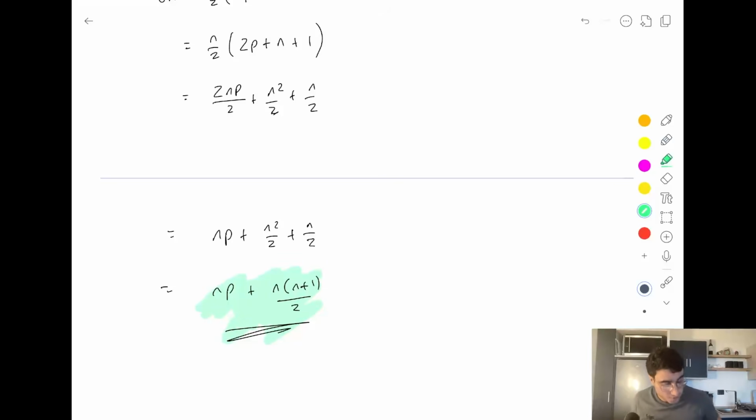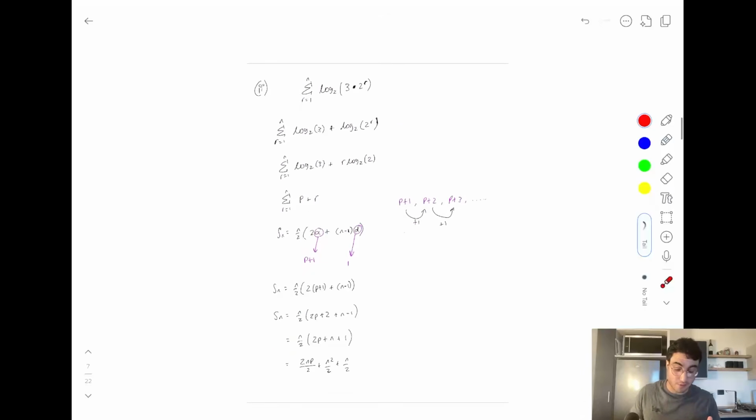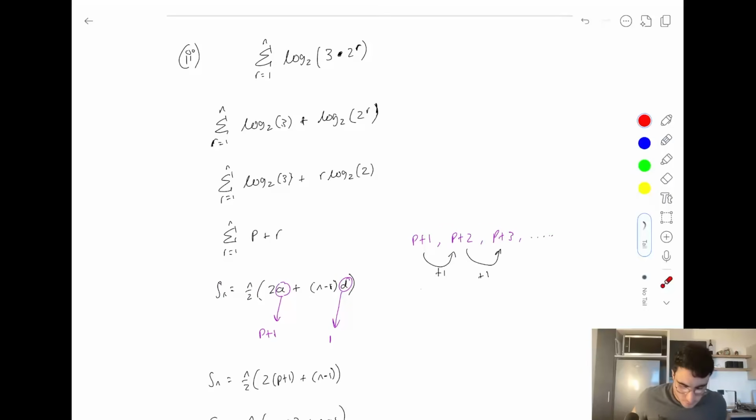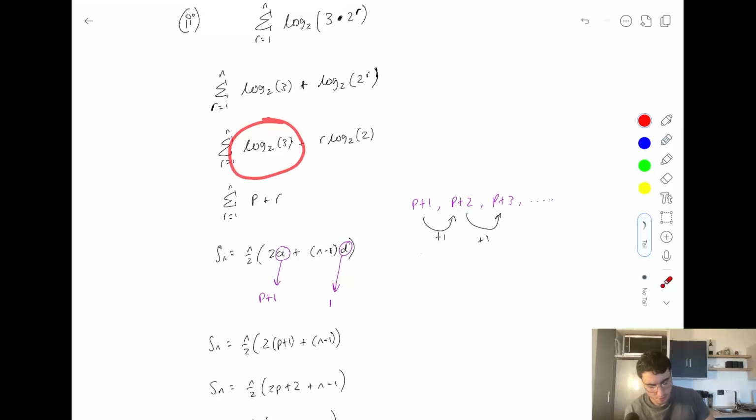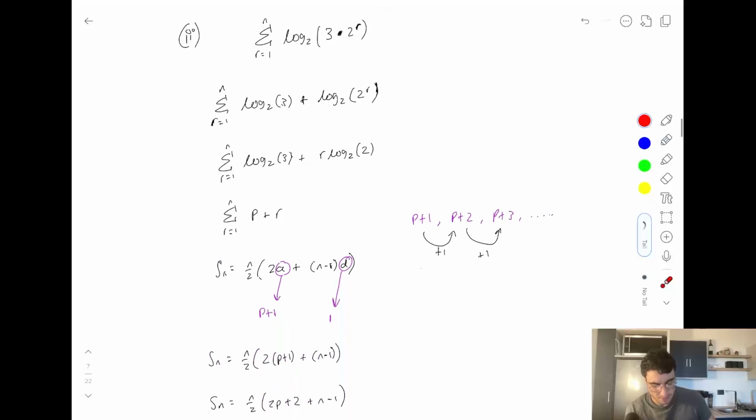This is a very interesting question because they've really weaved in a different section, that being the arithmetic series. Specifically, they've asked for the sum of this log, and we can work that out, but we need to split it out first. This is what we get: log base 2 of 3, we bring the r down, r log base 2 of 2. Log base 2 of 3 is p, and log base 2 of 2 is 1. So this is our new sum.